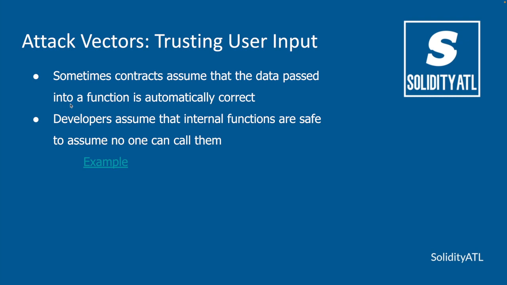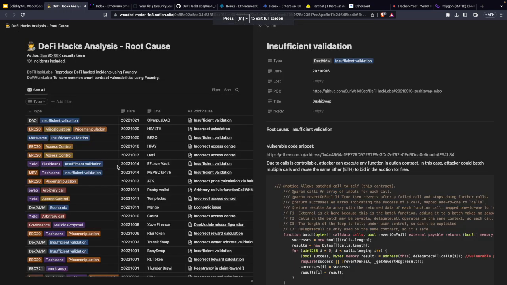Okay, so the first attack vector, trusting user input. The name implies essentially what the vulnerability is: having functions or logic that could be called with whatever inputs are put in, and you could imagine how that can break a lot of things. So an example. Oops, let me go back. I just wanted to show an example hack here.